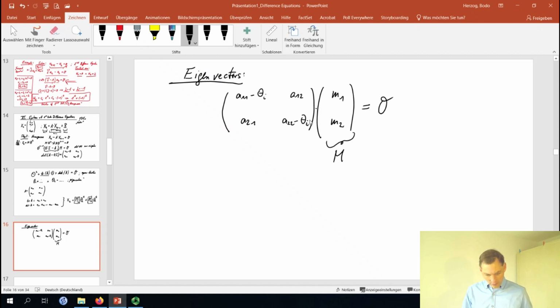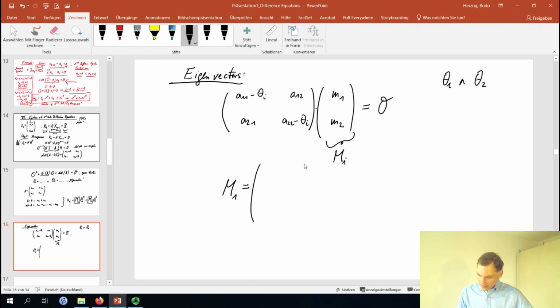We have to find when theta is 1 and when theta is 2, and we have to find the corresponding vector m_i for the first eigenvalue and for the second eigenvalue. So if you calculate this, I did it, for the first eigenvalue, m1, you can show that this is 1 over minus (a11 minus theta 1), that's the first eigenvalue, over a12.